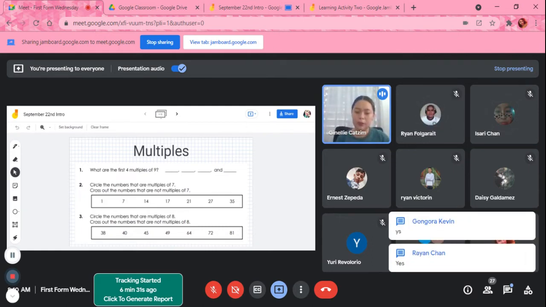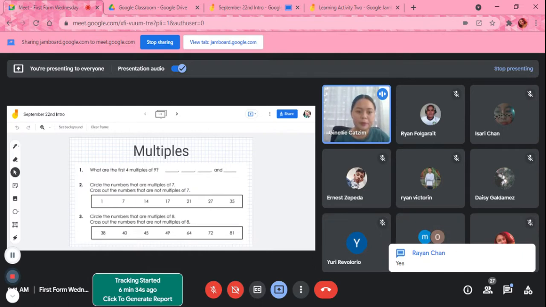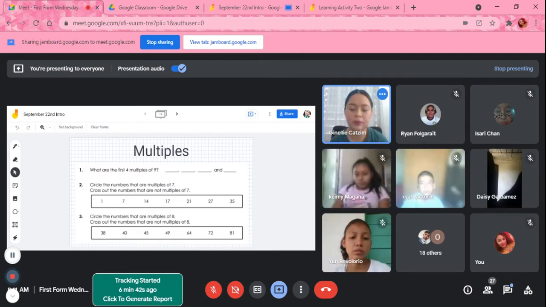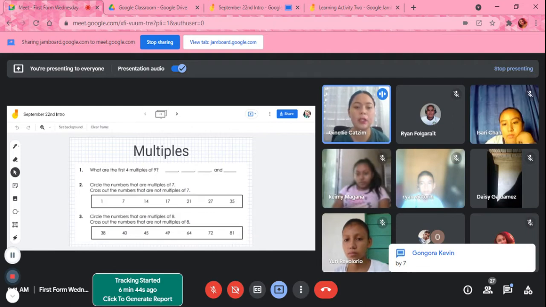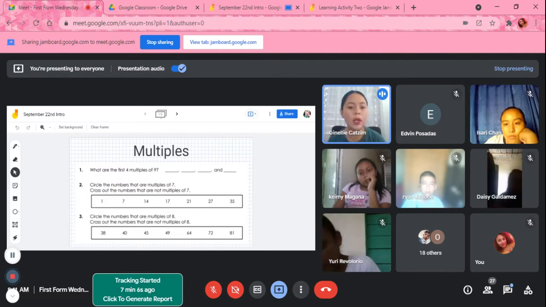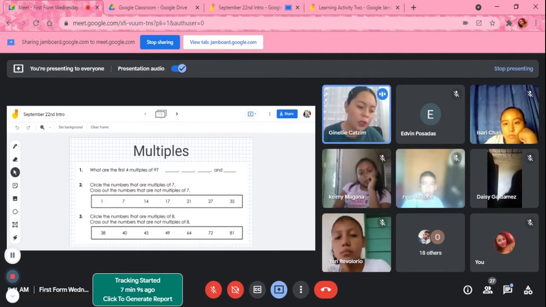So to find the first multiple, we multiply by which number? To get the first multiple of 9, we can multiply by which number? Because we are asked for the first four multiples of 9. By 1. Correct, we multiply by 1. So in order to get the first four multiples, we must multiply 9 by 1, by 2, by 3, and by 4.